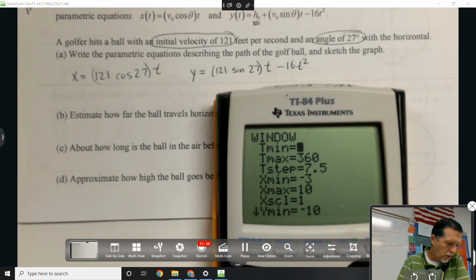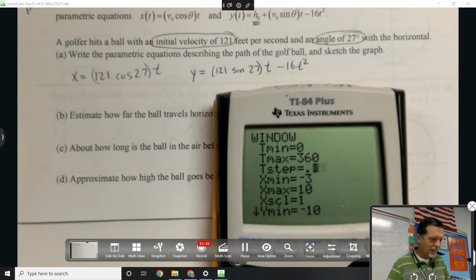Let's change my window. Oh, T step 7.5. That means my calculator is graphing every 7.5 seconds. That's not very good. Let's go 0.1. And how long is a golf ball in the air? I don't know, 10 seconds maybe? Probably not even that long. We're hitting a golf ball, so I probably need to go more than 10. I don't know, 300.